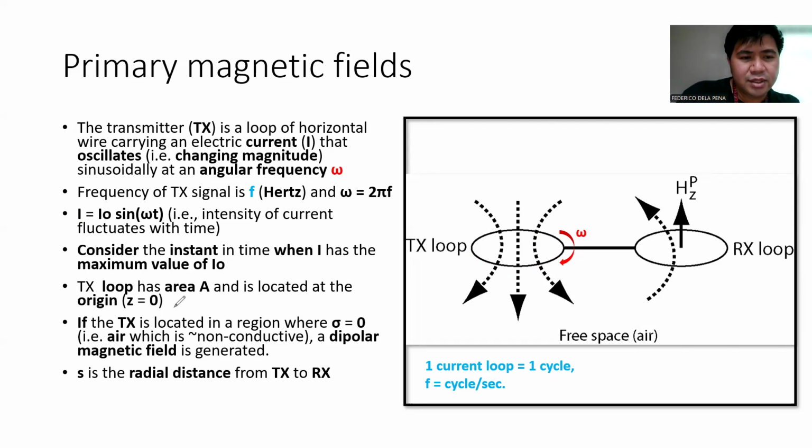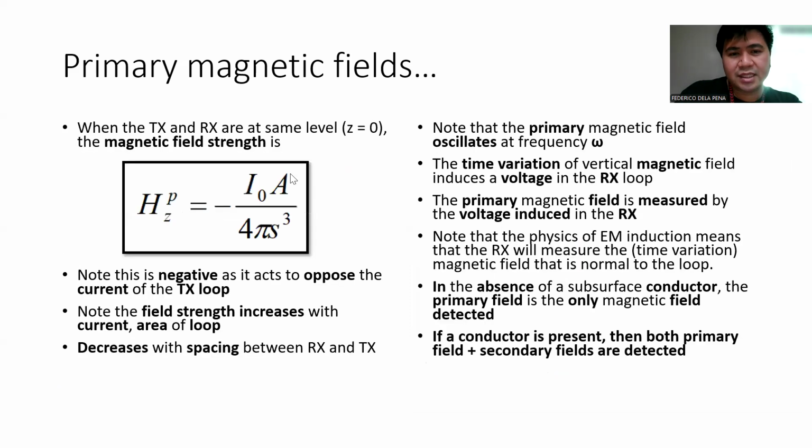We also define S. So this is an important parameter here. S is simply the distance between the transmitter and the receiver. So that's an important parameter which we'll be repeatedly discussing later.